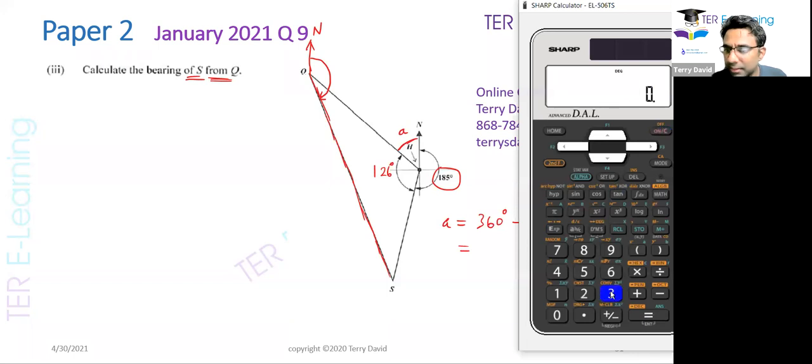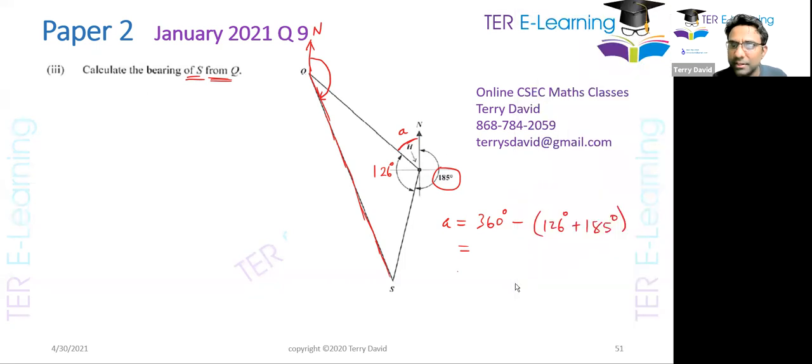So that is 360 degrees minus, open brackets, 126 plus 185, close brackets, equal, you're going to get 49 degrees, right? So this angle here is 49 degrees.